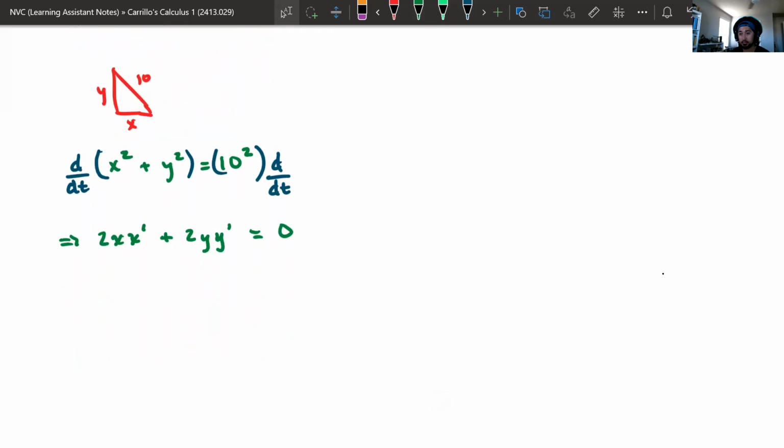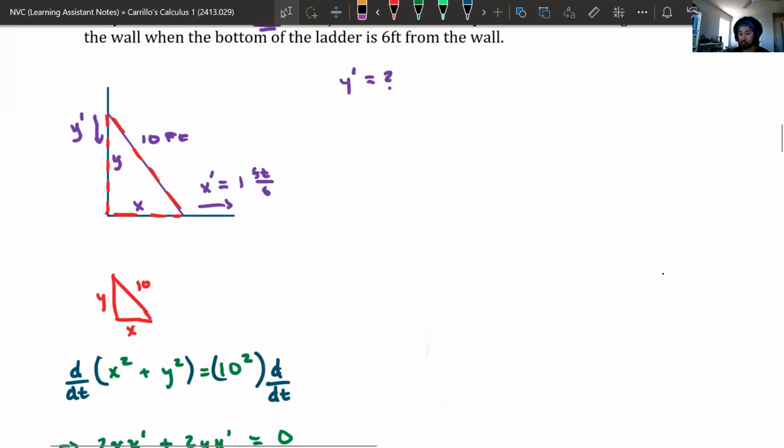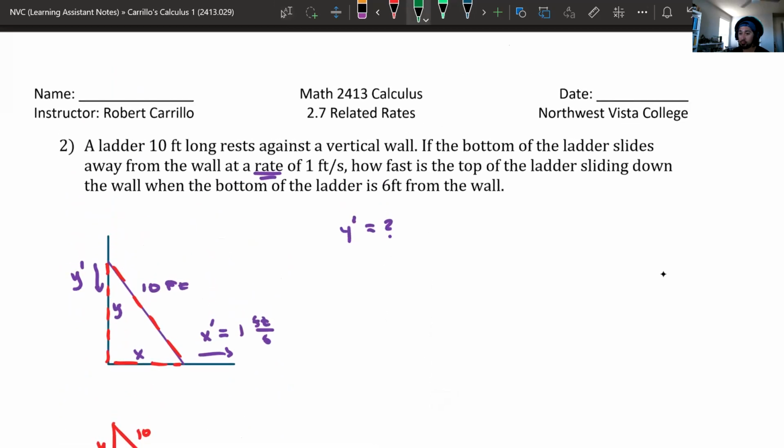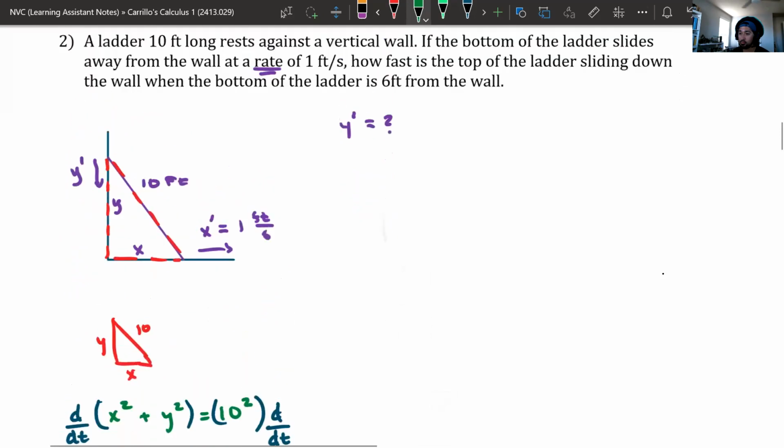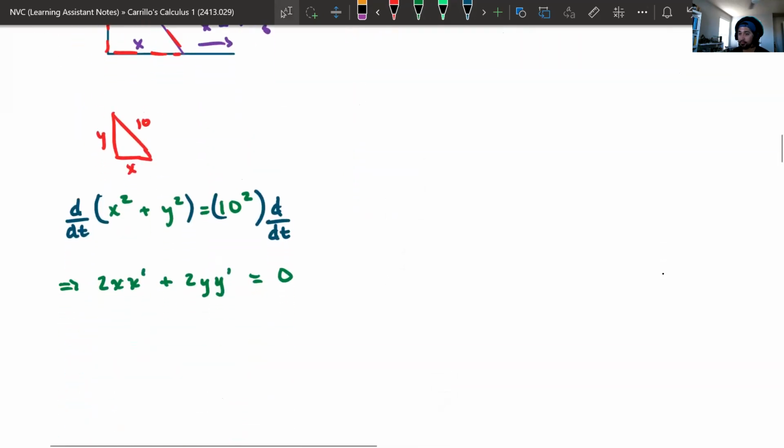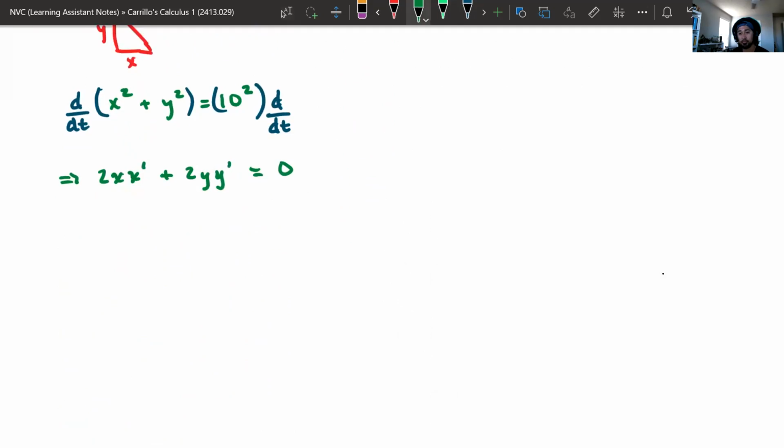So now we just need to solve for y prime, because y prime is what it's asking us to solve for. How fast is the top of the ladder sliding down when the bottom of the ladder reaches 6 feet away from the wall? Okay, so now solving for y prime, subtracting 2x x prime to the other side, we'll have 2y y prime is equal to negative 2x x prime. Now dividing out 2y, we'll have y prime is equal to negative 2x x prime over 2y.